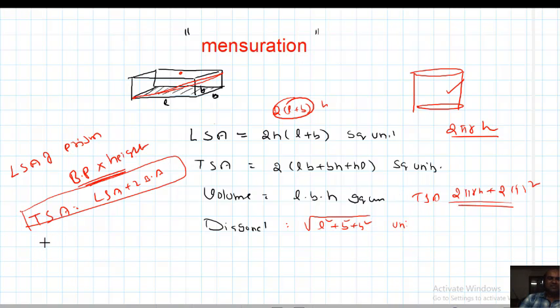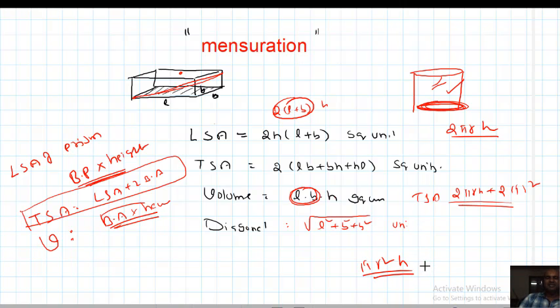Next, volume. Volume of any prism: base area into height. So base area of the prism into height gives its volume. Take any prism, I can apply this. For example, I want to find the volume of a cylinder. Base area means pi r square, into height h. So I can say that pi r square h is the volume of the cylinder. So that's why, using these rules, you can find the lateral surface area, total surface area and volume.